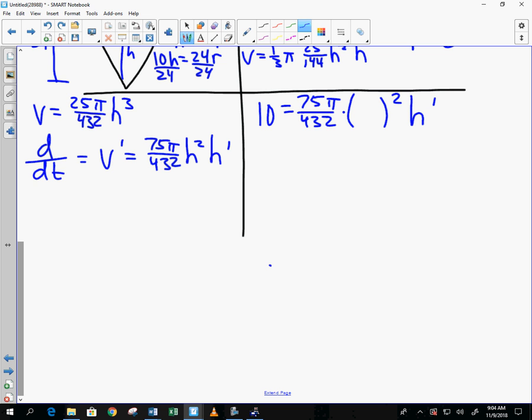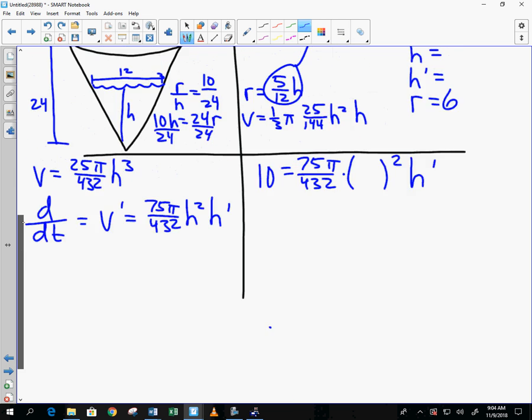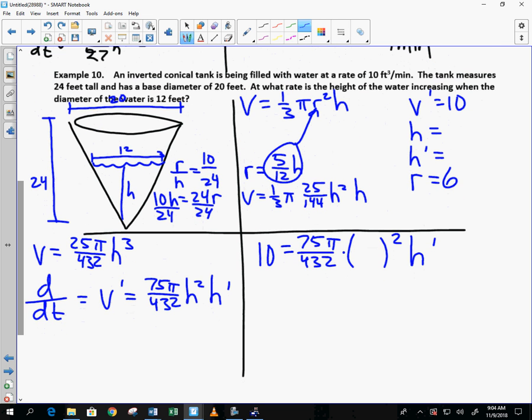Do we know the current height? Shoot. It's right here, isn't it? The radius is 5 over 12 times h. So we plug in 6 for r. 6 equals 5 over 12h. How do we get rid of 5 over 12? 12 over 5, and you get 72 over 5. Good.